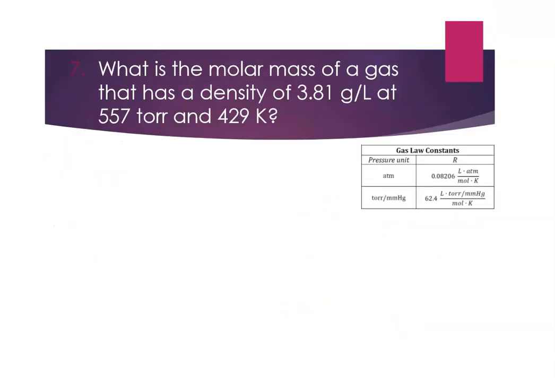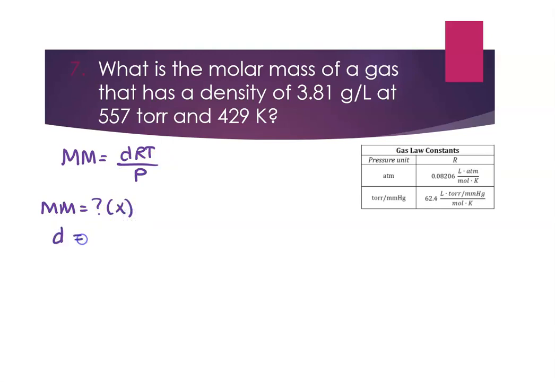This says, what is the molar mass of a gas that has a density of 3.81 grams per liter at 557 torr and 429 Kelvin? All right, so this time we are given information about molar mass and density. So that means that we're going to need to use our MDRTP equation here. So the molar mass is what I am solving for.